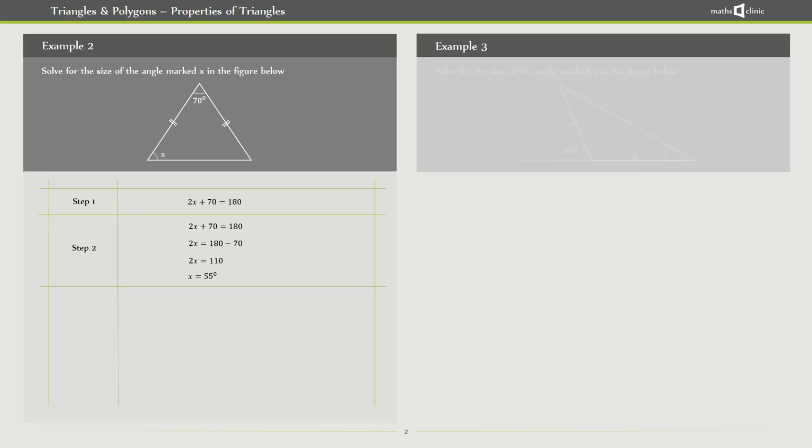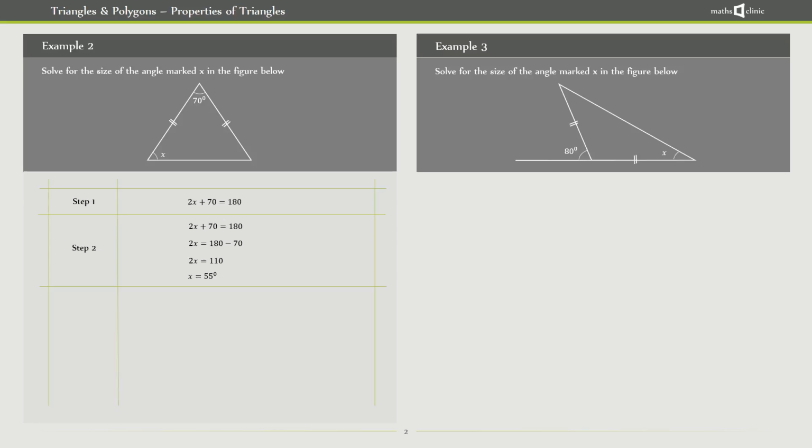Example 3. Example 3 says solve for the size of the angle marked x in the figure below. And we have a very interesting figure there. We have an external angle, and we also have an isosceles triangle there. Based on the way the marks are arranged, our two equal base angles are x, and then we have the other angle at the top, so we have two angles in the triangle.